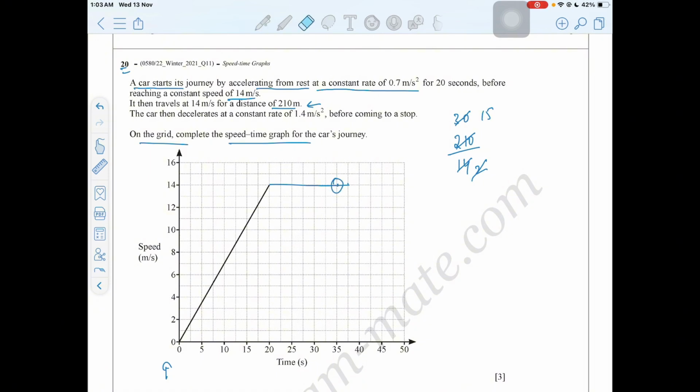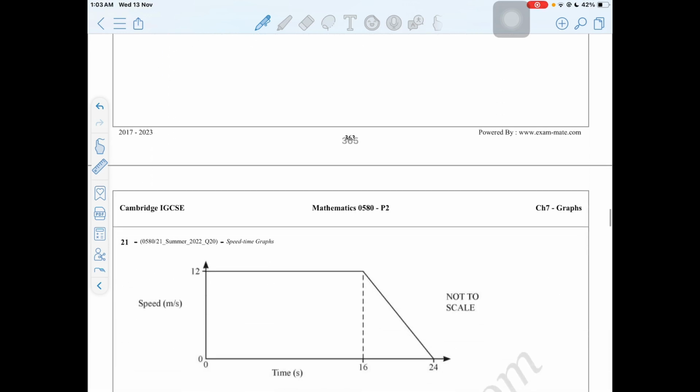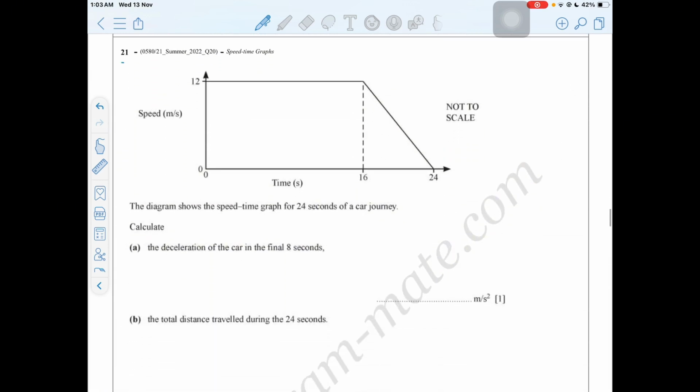Here we have 35 over here, right? So we have actually drawn the graph. Okay, moving on. We have question number 21 given to us.